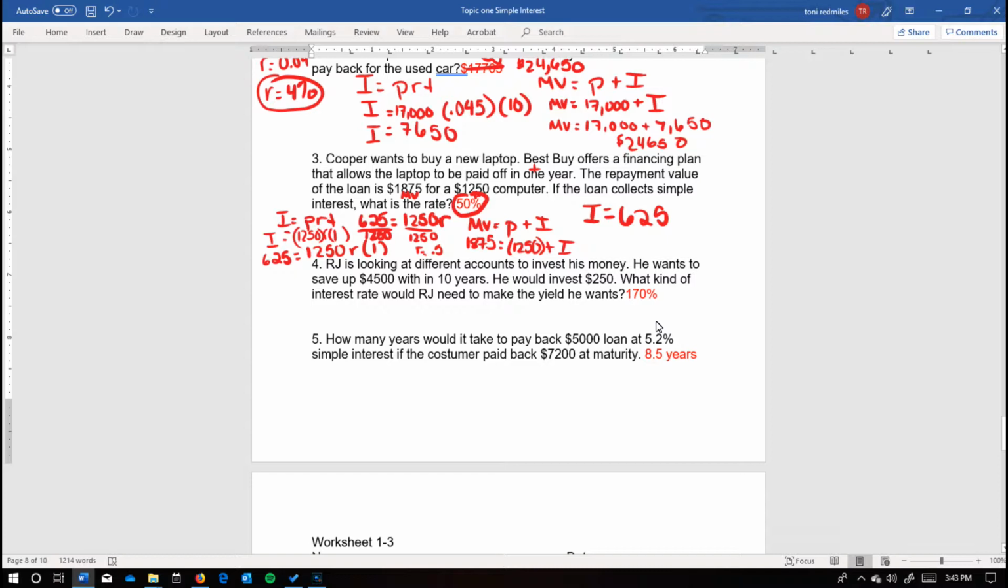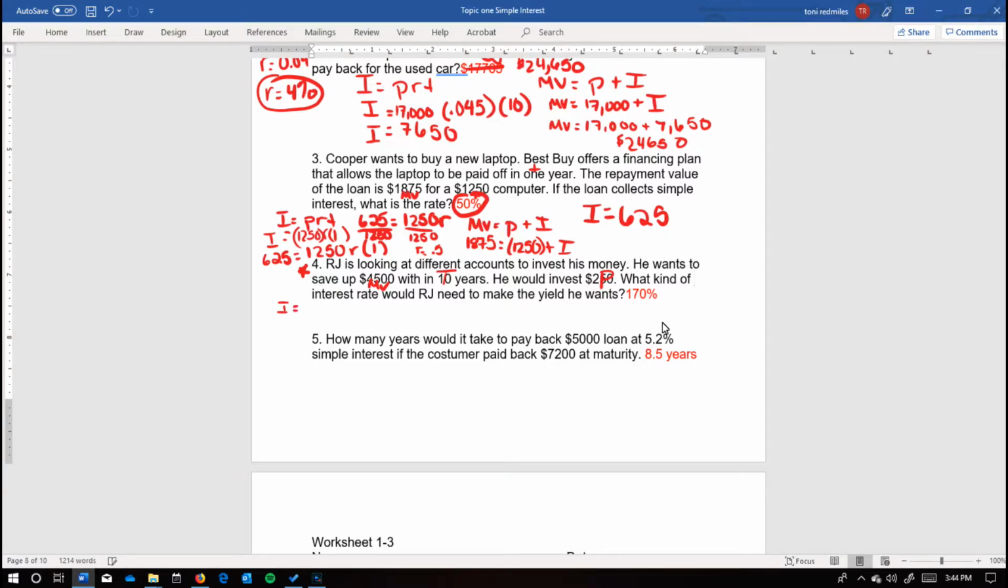All right, so RJ is looking at different accounts to invest his money. He wants to save up $4,500 within 10 years. Now, this is the one I said was goofy. He would invest, so this is my principal, 250. This is my time, 10. And this is my maturity value. What kind of interest rate would RJ need to make the yield he wants?